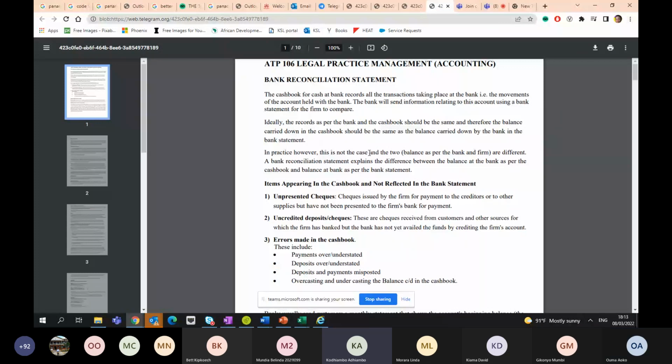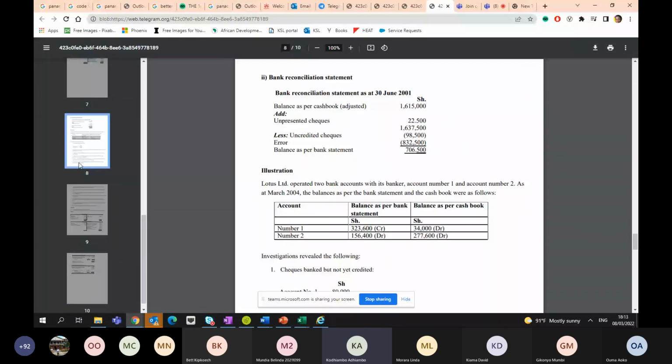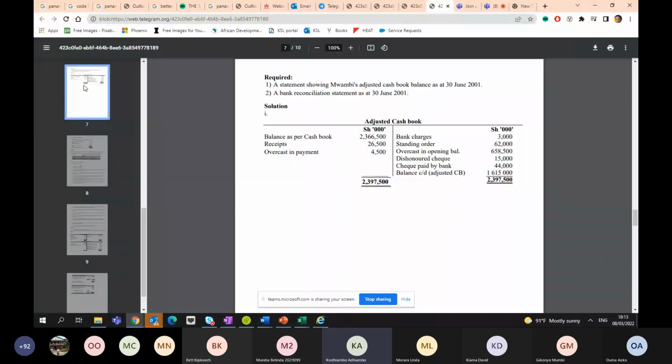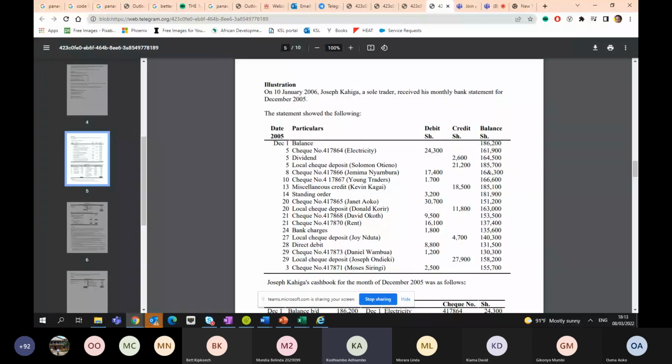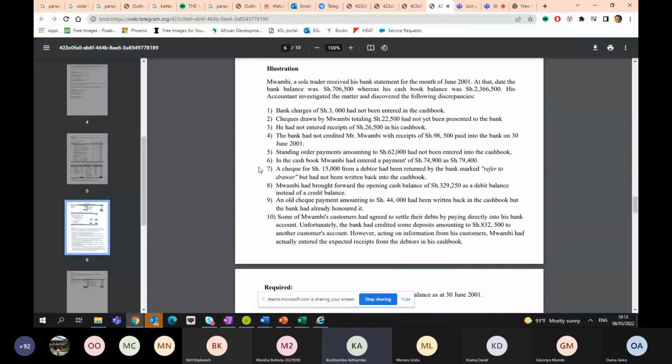Okay, let me get back to it. Number 8. Okay, number 8, 329. So now, yes, I can explain it again. Basically the concept being tested here is, if you're supposed to put something as a debit, but you put it as a credit, how do you correct it? You need to then put it as a credit.